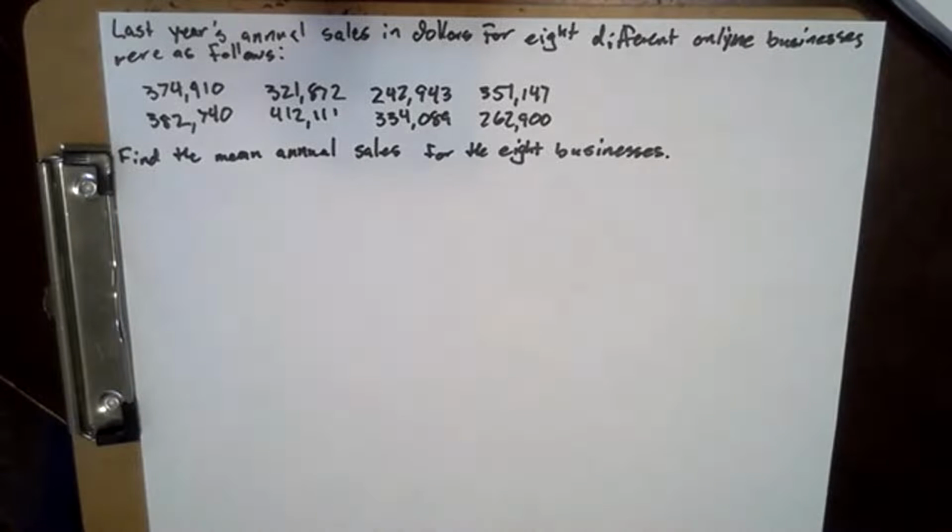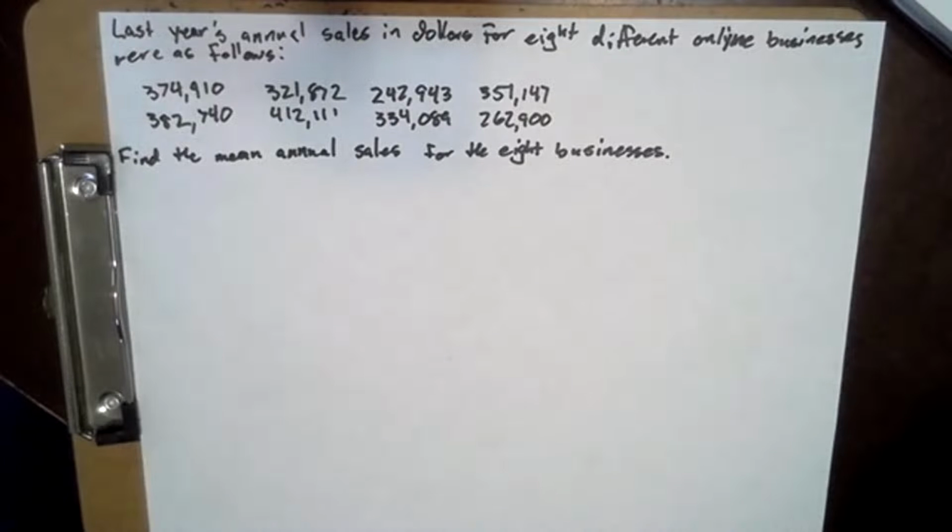In this video, we are going to look at the Chapter 12, Section 2 problems. We're starting here. Last year's annual sales in dollars for 8 different online businesses were as follows. There is the set of values. And we want to find the mean annual sales for the 8 businesses. So it's easy to find the mean.